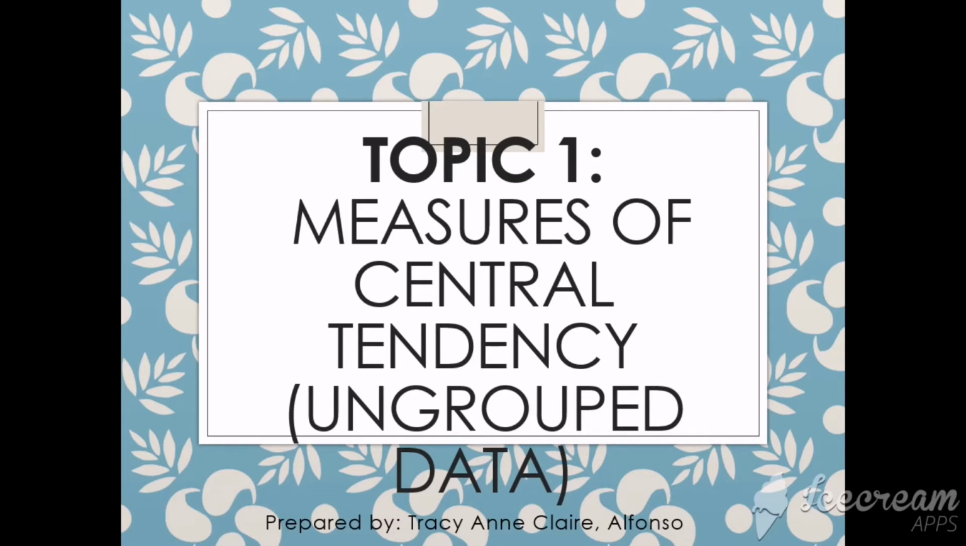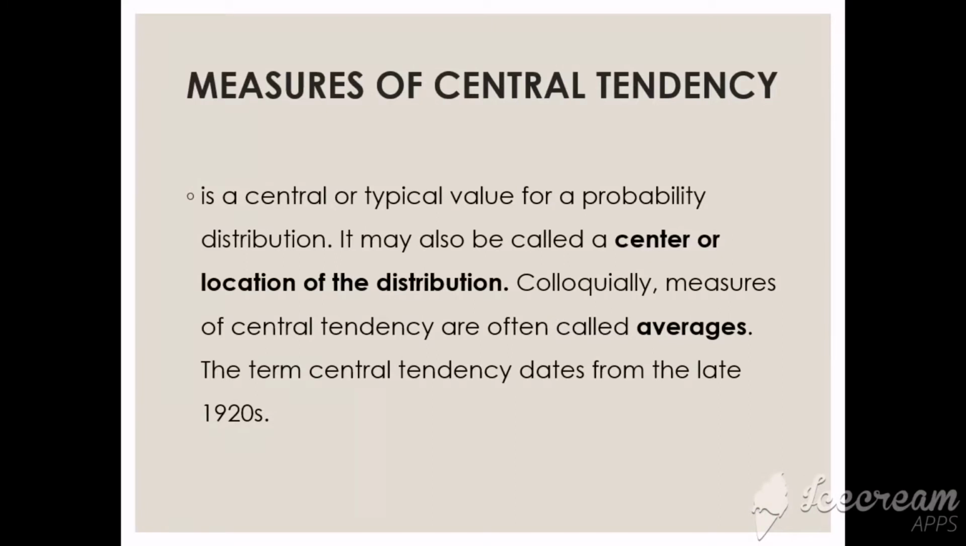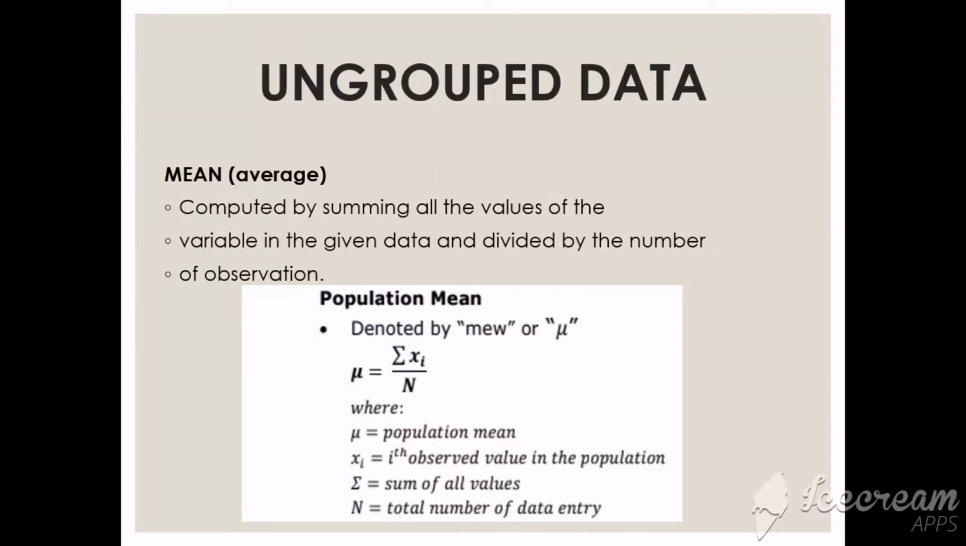And the first topic that I'm going to present to you is the measures of central tendency for ungrouped data. So we are using these measures of central tendency for getting the average of a certain data. It has three major parts, which is first the mean. We are going to get the mean by computing and summing up all the values in the given data.